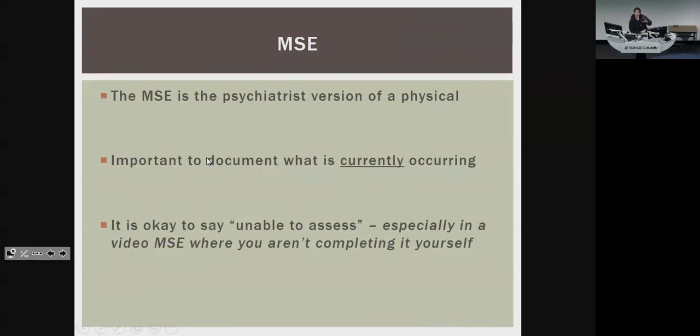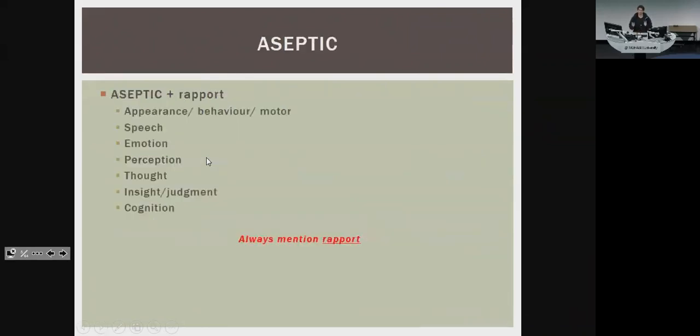And that's very important for you guys because in your OSCEs, you're not going to have to do it with a patient sitting in front of you. It'll be a video, watch the video, and then report back or do something with it. And so they're not going to do insight, they're not going to do judgment, they're not going to do cognition. They just won't. So you can say unable to assess insight, judgment, and cognition. That's okay. Cool. Or well, any of them for that matter.